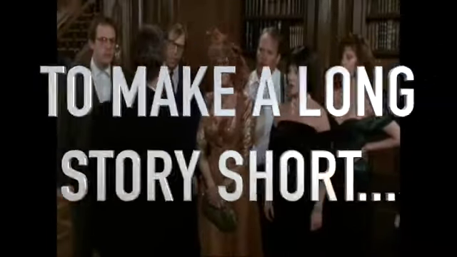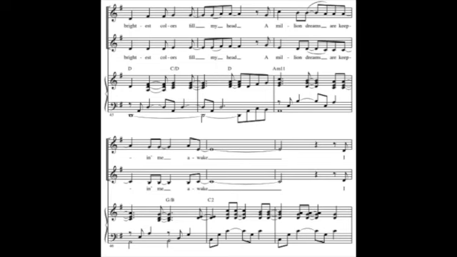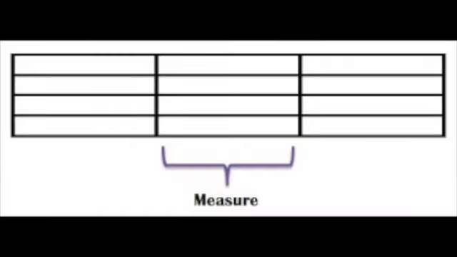And to make a long story short, too late! The grand staff represents the treble staff and bass staff joined together. You must follow the notes and rests from left to right. You must always follow your assigned line from staff to staff. A measure is a section of musical staff that comes between two bar lines.